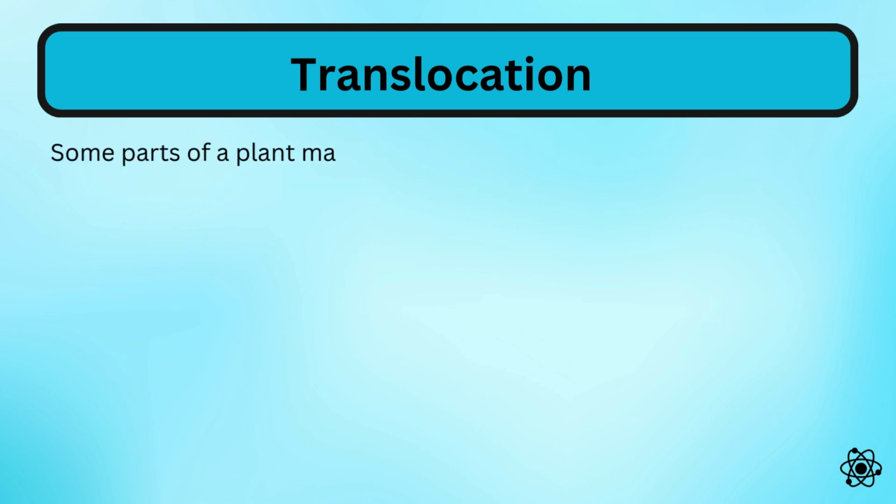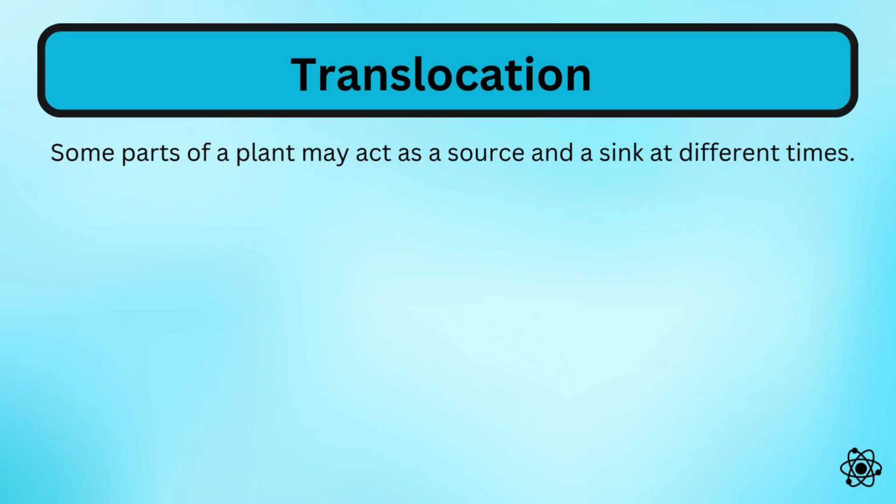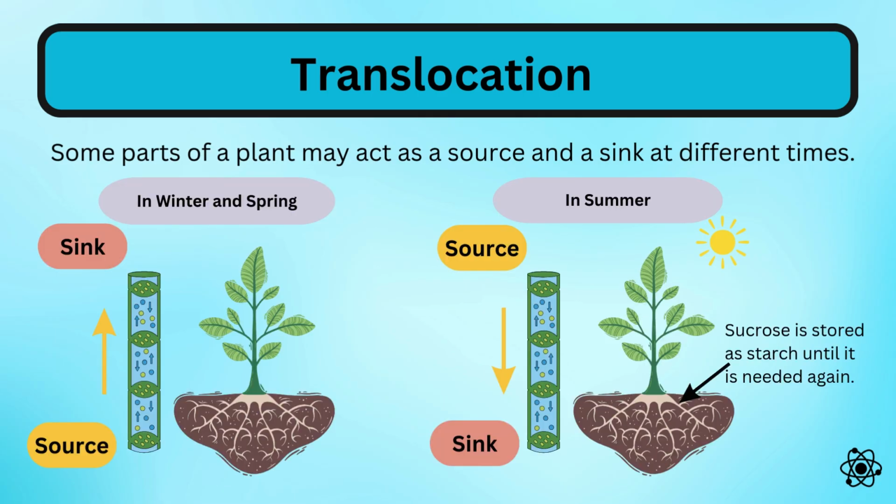Some parts of a plant may act as a source and a sink at different times. So, during winter, when less photosynthesis is taking place, the phloem tubes will transport dissolved sucrose and amino acids from storage organs such as roots to other parts of the plant so that respiration can continue. Also, during spring, when the plant is still growing, the storage organs, for example roots, would be the source and many growing areas of the plant would be the sinks.